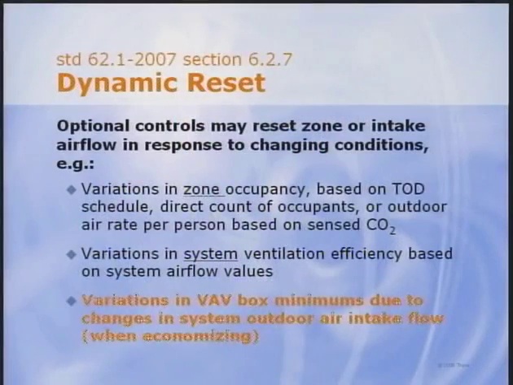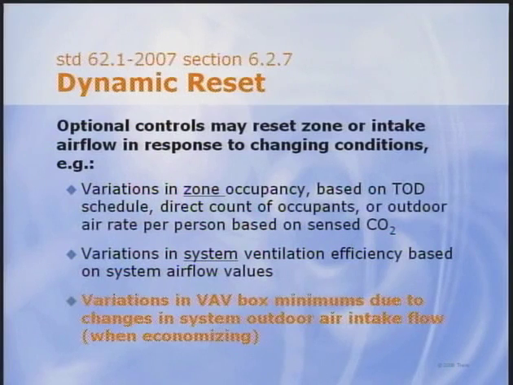In many buildings, the outdoor airflow needed at design conditions is quite high, but it drops off significantly at part load. Since energy can be saved by reducing outdoor airflow to match the current demand, Section 6.2.7 of Standard 62 allows dynamic reset. Optional controls can be used to reset either the outdoor air intake or the zone airflow, or both.